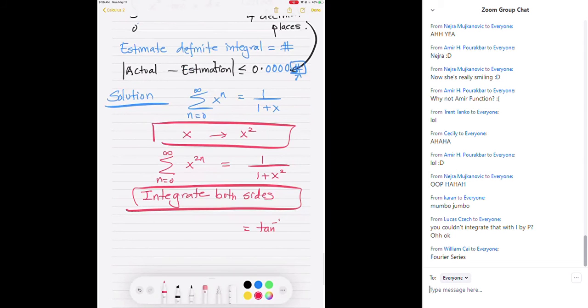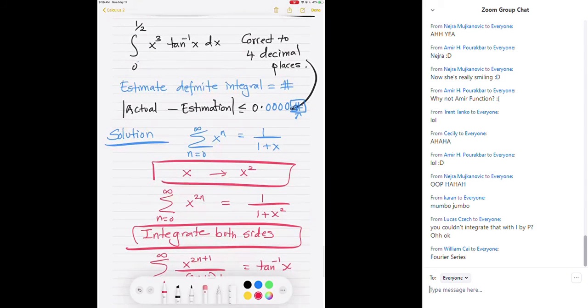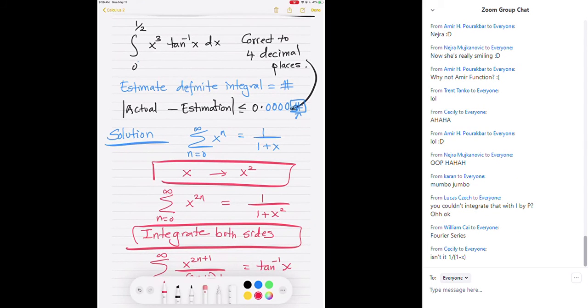Which gives me tan inverse x, and this gives me x to the 2n plus 1 over 2n plus 1 factorial. Now call out. What mistake did I make? I did that very intentionally. So call it out. Very good, Cecily. Yes, indeed. This is 1 minus x.